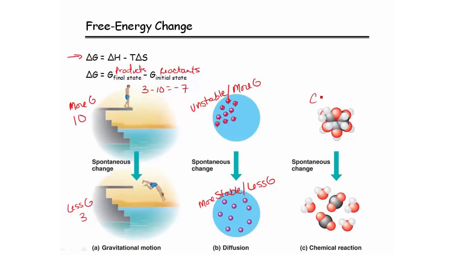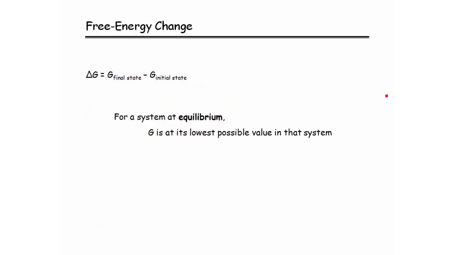Now what we're looking at here is really a catabolic pathway. When we described catabolic pathways, they took complicated molecules and broke them up into smaller bits and pieces. Catabolic pathways will also have a delta G value that is going to be negative. Now keep in mind that if we have a system at equilibrium, the G, or the free energy, will be at its lowest possible value in that system.